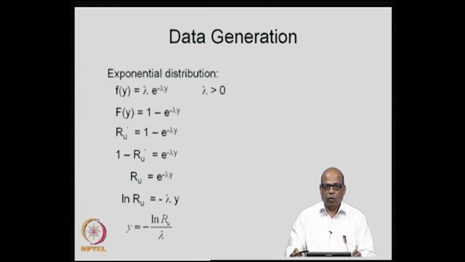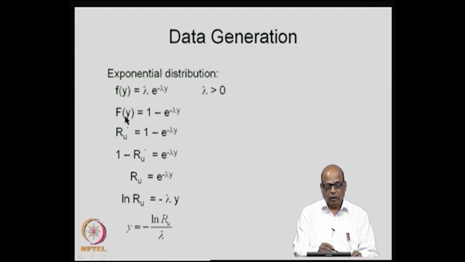Okay, now that we know how to generate uniformly distributed random numbers, let us see how we generate the data belonging to a given distribution. So, f of y will take lambda e to the power minus lambda y, this is the exponential distribution, lambda is greater than 0 and y is also greater than 0 in this case. So, recall that the CDF is given by F of y is equal to 1 minus e to the power minus lambda y.